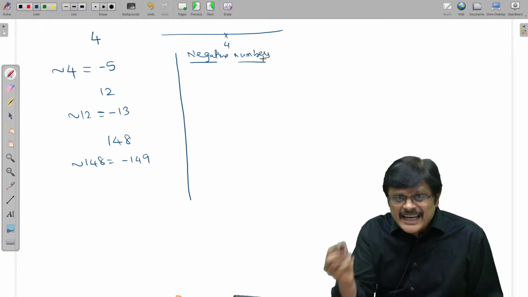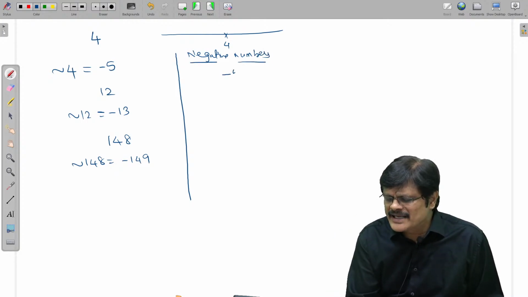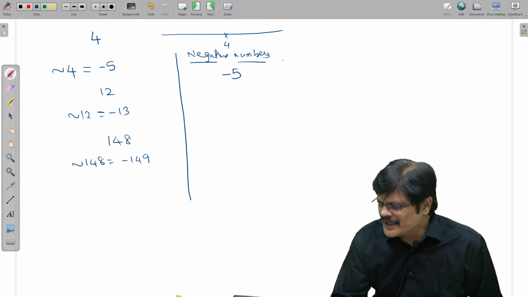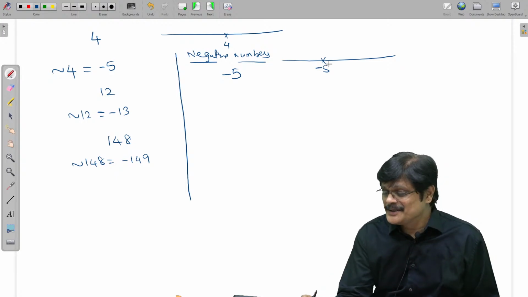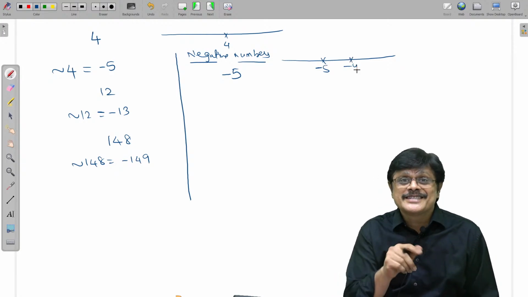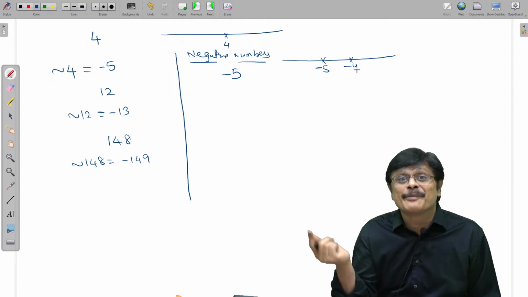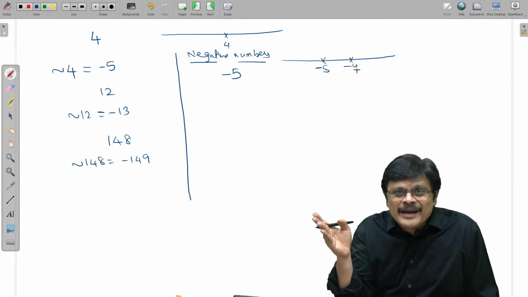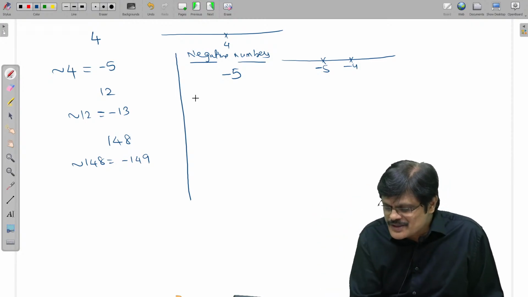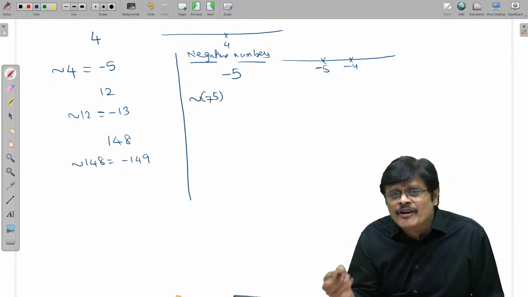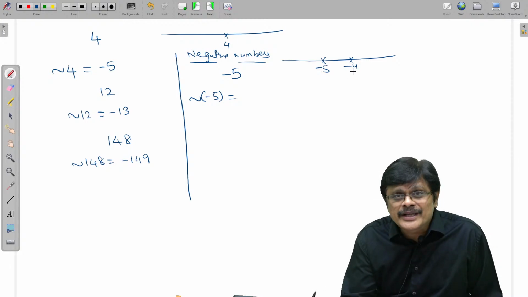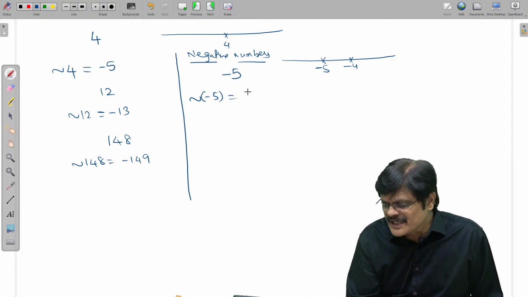So if you are having negative numbers, let us say minus 5. On the real line, you write down minus 5. What is one more than that? Minus 4. See, for a negative number, one more than that, don't say minus 6. One more than minus 5 is minus 4. So what is the complement of minus 5, sir? One more than that is minus 4. Minus of that, that is plus 4, is the answer.